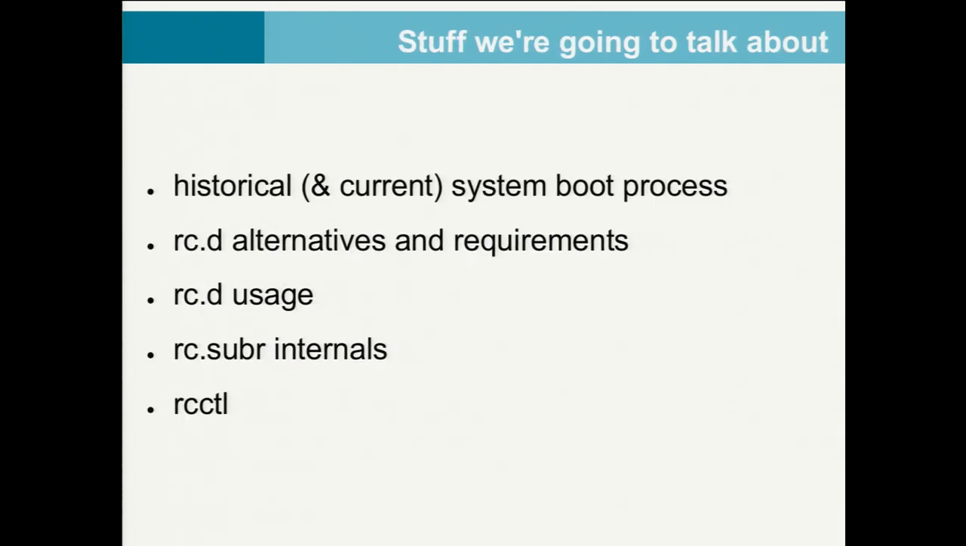So the stuff we're going to talk about today: we're going to talk a little bit about the historical and current boot process of OpenBSD. We're going to have a quick look at the alternatives that we looked at when we first started the implementation, how to use rc.d, the internals of rc.d, and I will introduce a small tool called rcctl, which is a high-level tool to handle all the rc configuration and daemons. All in all, we'll see if rc.d had any implication on the traditional system that we used before it.